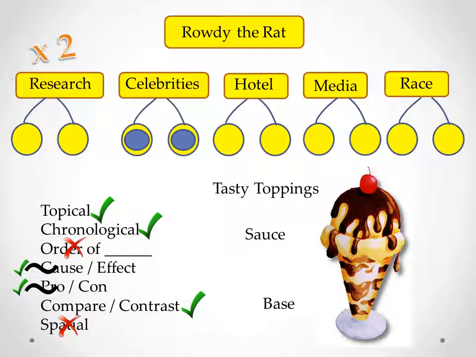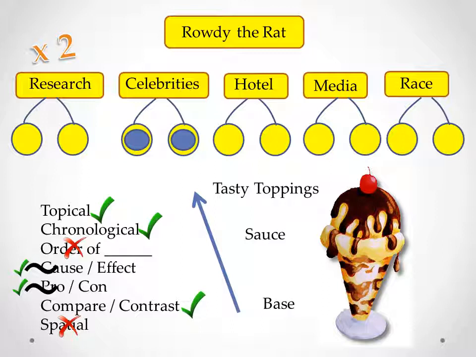Really simply, how do you know how this is arranged? Well, think about this. If you were to describe building an ice cream sundae in that order, if you simply said, first we're going to build the base, secondly we're going to put on the sauce, finally we're going to add the tasty toppings, you just described it chronologically, didn't you? You just did, because you did it in the order that you're going to do them.